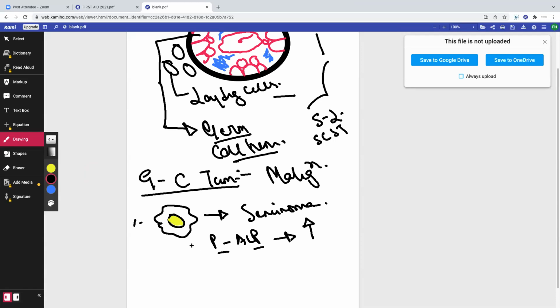Okay, and the good news is that if we have a seminoma, we can try addressing the seminoma with radiotherapy, because seminoma is one of the most radiosensitive tumors there are. Okay, have I made myself clear? Yes or no? Okay, good.